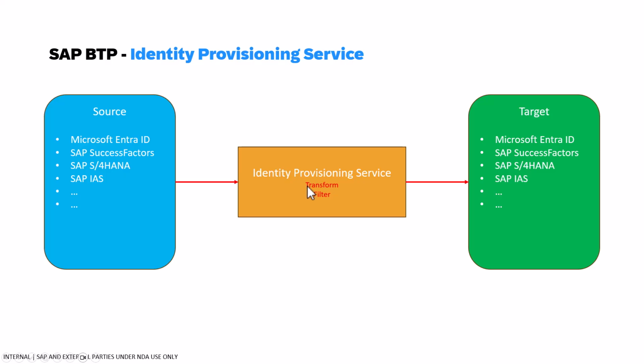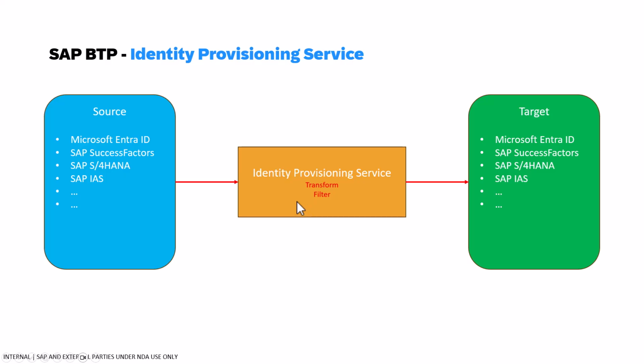Now, the Identity Provisioning Service can also do transformation. It has its own schema of the user model, but the schema for the Entra ID may not map identically to the user schema in SAP SuccessFactors. So there needs to be some kind of mapping or transformation that needs to take place, and the Identity Provisioning Service can do all of that. When it moves the user identities from the source to the target, it can do the transformation so that it can move successfully to SAP SuccessFactors.